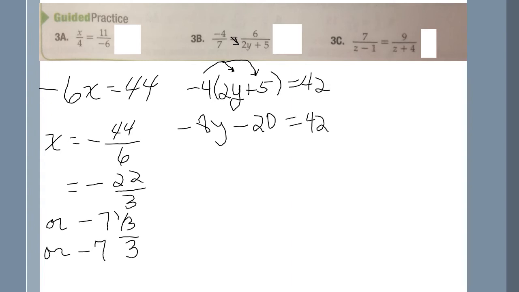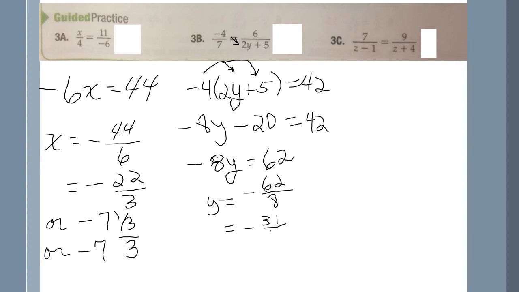equals 42. I'm going to add 20 to each side, so I get negative 8y equals 62. Divide each side by negative 8, I get y is equal to negative 62 over 8. Well, those are both going to reduce by 2. So I've got that is equal to negative 31/4, or I can say that's negative 7 3/4, or negative 7.75.